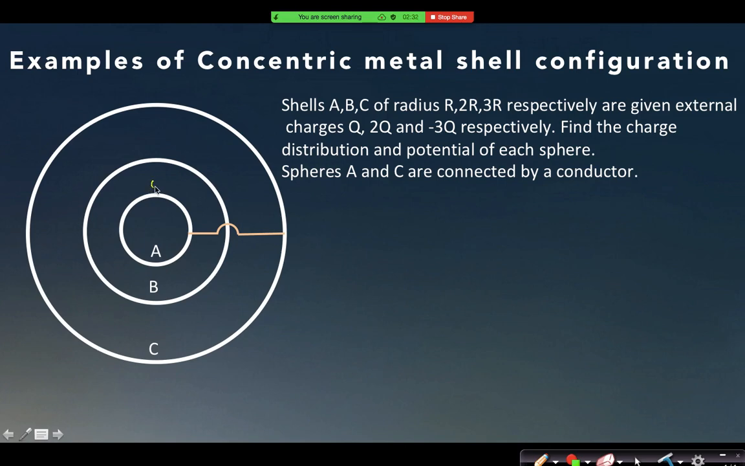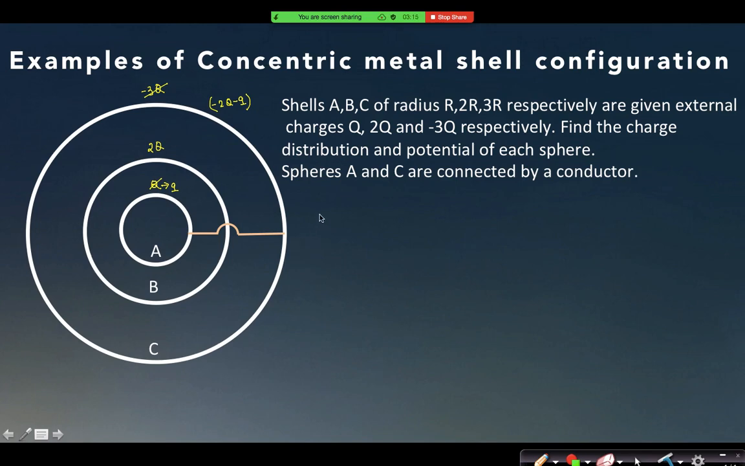So according to the question, the inner shell is given Q, then the middle shell is 2Q, and the outer shell is given minus 3Q charge before connecting shells A and C. After I connect shells A and C, let us assume this charge changes from capital Q to small q. As it changes, the total charge on shells A and C will remain constant. So the total charge was minus 2Q, so the charge on the outer shell now will be minus 2Q minus q. Right? So I can forget about 3Q and Q and I will now work with that small q only.